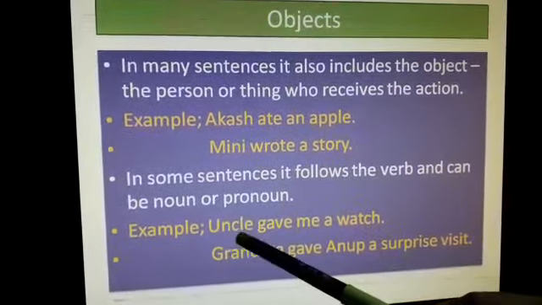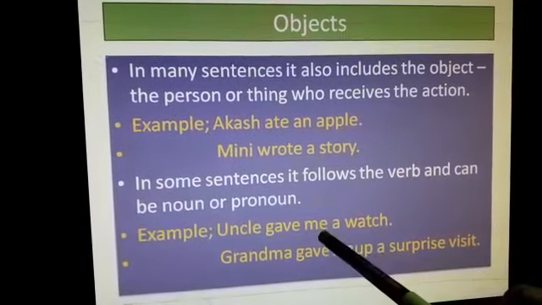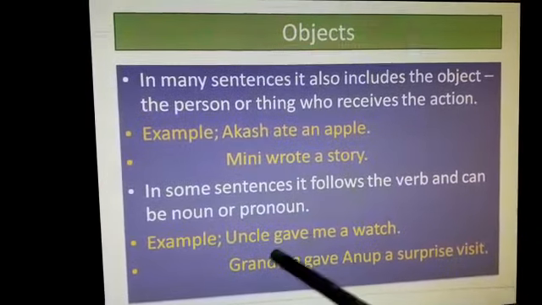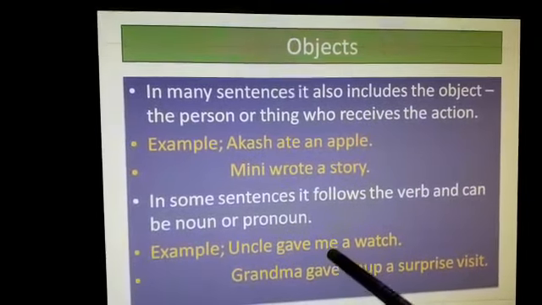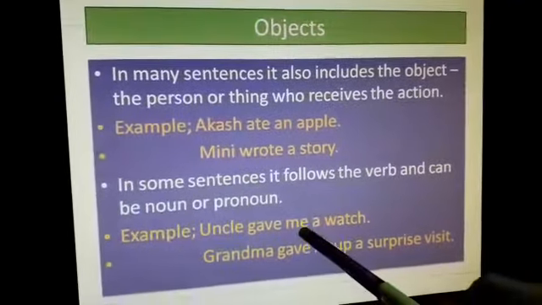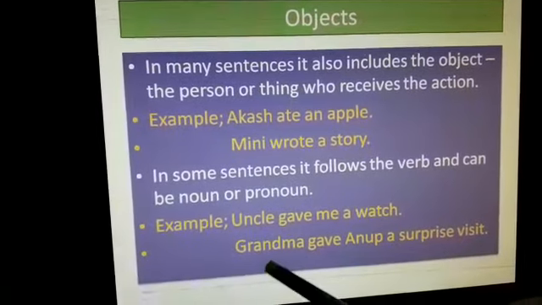In some sentences, it follows the verb and it can be a noun or pronoun. For example, Uncle gave me a watch. Here, me is the pronoun. Now, uncle gave me a watch. So, me is the pronoun and this also is an object. But this is an indirect object and this is the direct object.